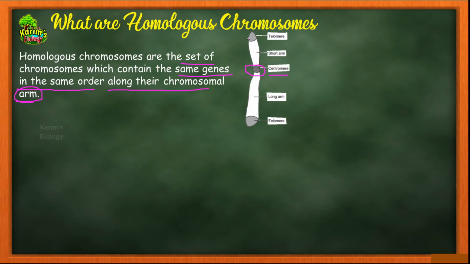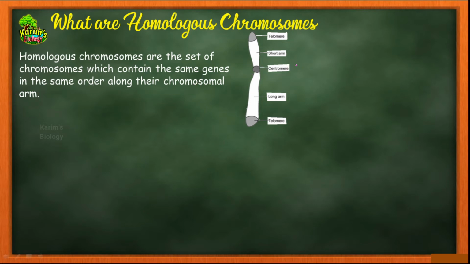On either side of the centromere there is a piece of chromosome. One side of the centromere contains a short segment of chromosome, and the other side contains another segment which is somewhat long, is it not? So that's why they have been named accordingly. This arm of the chromosome is called the short arm as it is shorter, and this arm is called the long arm. So what is the definition suggesting? The definition is suggesting that homologous chromosomes are the set of chromosomes which contain the same genes in the same order along their chromosomal arm.